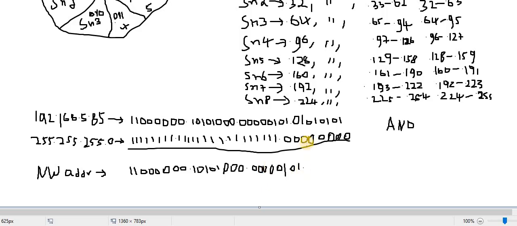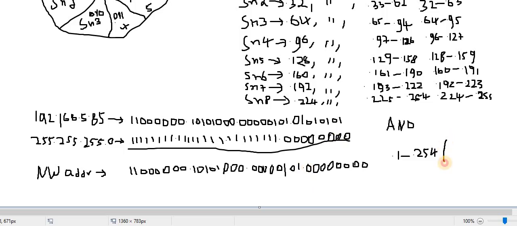Any value ANDed with 1 is the value itself, so we can copy all these values and paste them. Again, using another property which says any value ANDed with 0 is 0, we have 8 zeros. So the AND operation of the given IP address and the subnet mask, these 2 binary numbers, gives us this IP address, which is the network address to which this IP address belongs.